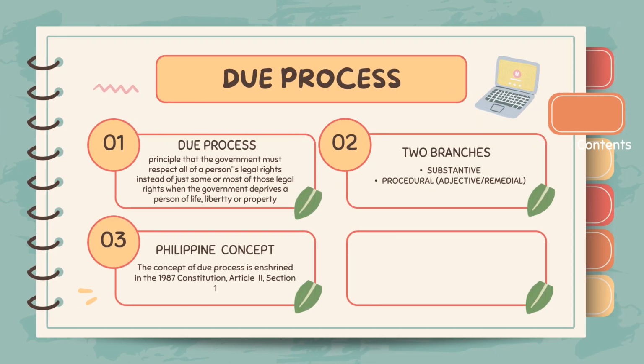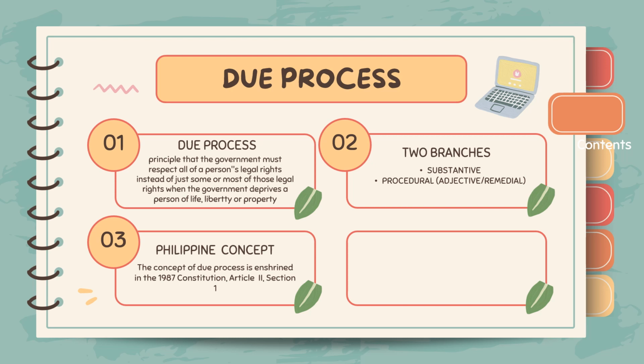Due process. It's a principle that the government must respect all of a person's legal rights. When we talk about due process, it's an idea wherein legal proceedings must be fair. It has two branches, substantive and procedural due process. When we talk about substantive due process, it is the body of law that defines criminal offenses and their penalties. Example would be the Revised Penal Code.